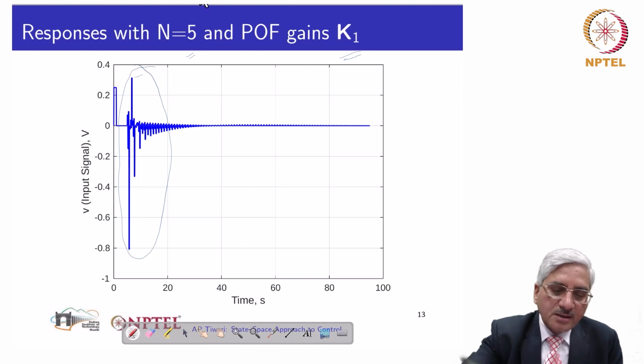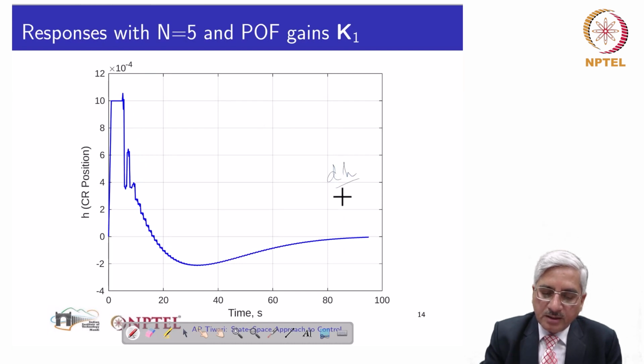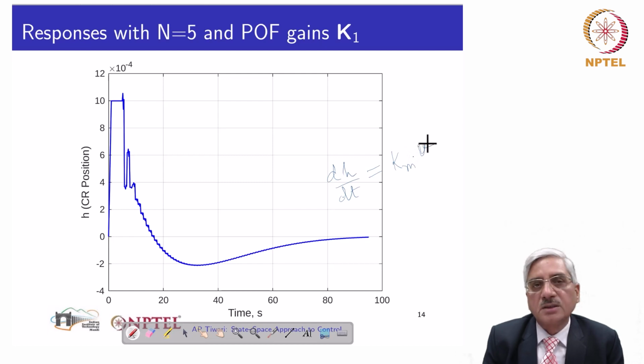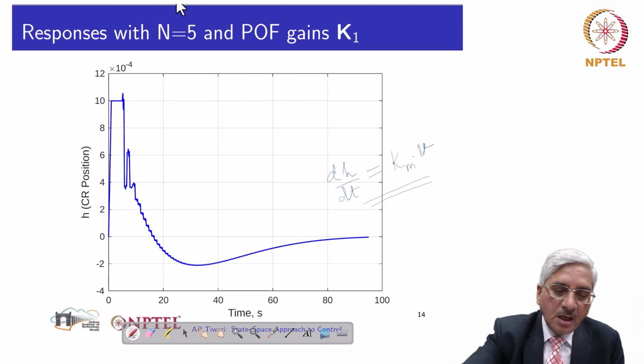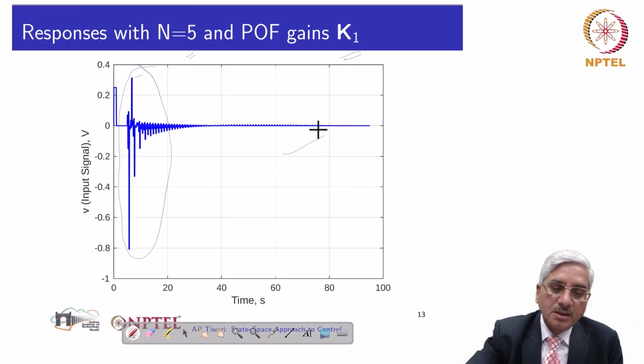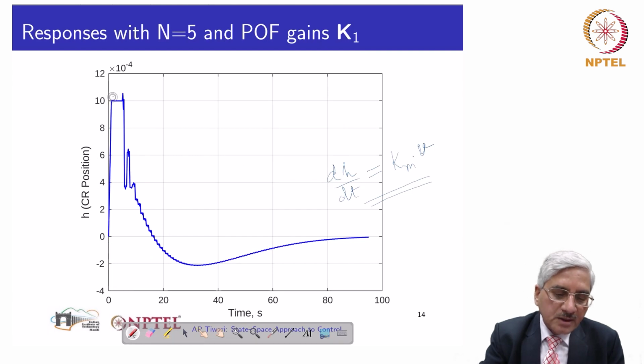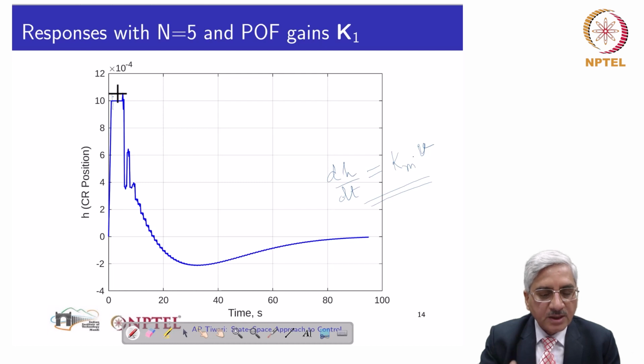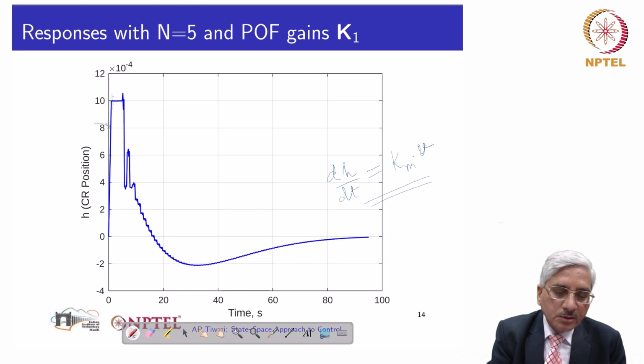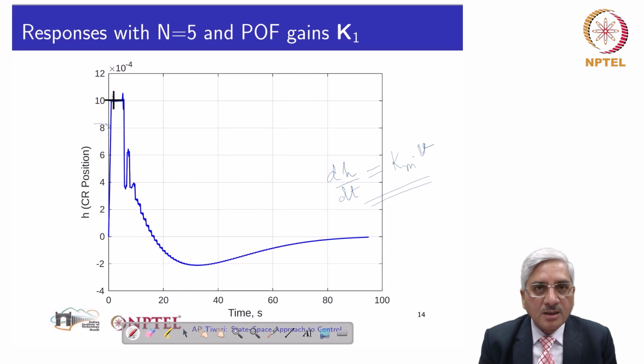This is how the input signal varied, and because the control rod position dH by dt is equal to some constant k, I don't remember the subscript, I think it was km, into the input u, which is the voltage V here. So this is just a simple integration of this voltage profile which appears here in this plot, and we get this. As the control signal was constant for 1 second, the control rod height kept increasing with time. This is with the slope. Then the control signal was 0, so the control rod height remained constant, and no signal was being given, so the control rod remains there.